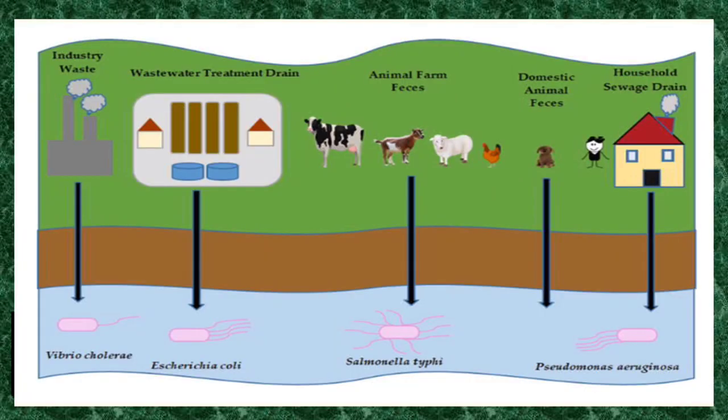Next is this diagram. Mao ni dili to makita kung asa unsa-unsang bacteria ang gikan sa industrial waste, wastewater treatment drain, animal farm feces, domestic animal feces, and of course, household sewage drains such as Vibrio cholerae, Escherichia coli, Salmonella typhi, Pseudomonas aeruginosa.